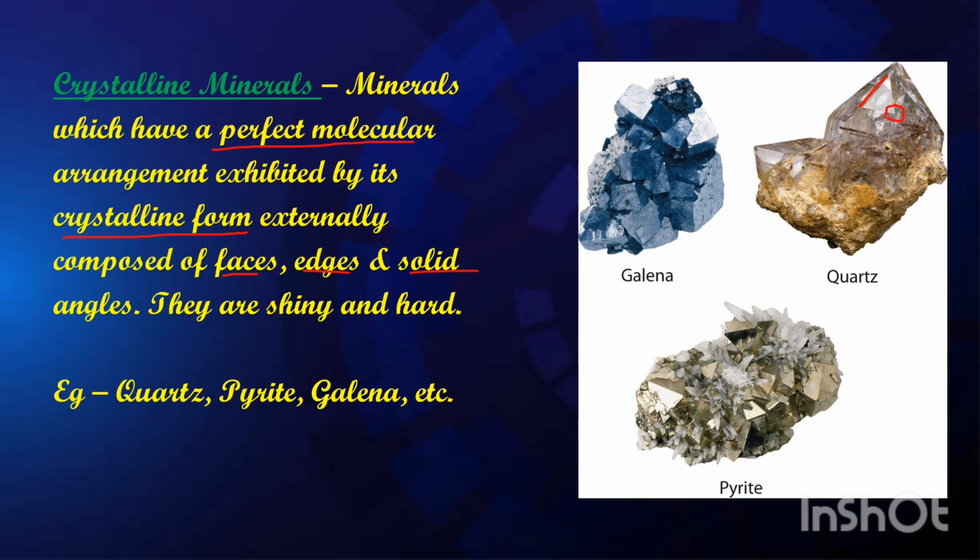So when we have all these components, and when they are hard and shiny, you can see this is a shiny quartz crystal, this is a shiny metallic pyrite crystal, this is also a shiny metallic galena crystal. So when we have these three components, faces, edges and solid angles, and when they are shiny and hard, we can say that they are crystalline minerals. More than 60% of the minerals are crystalline in nature.